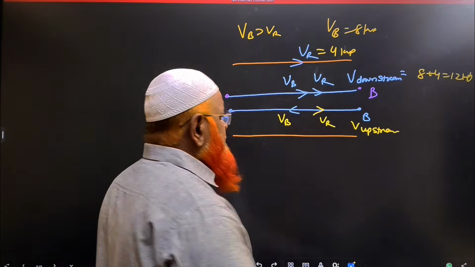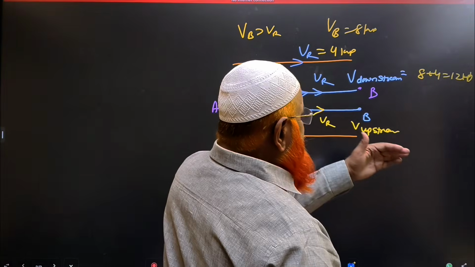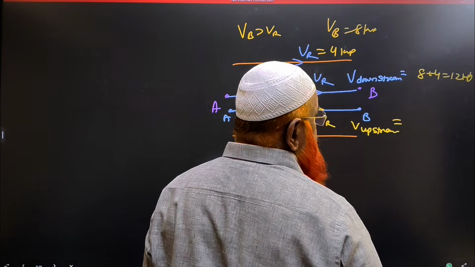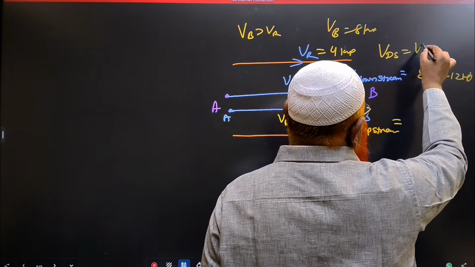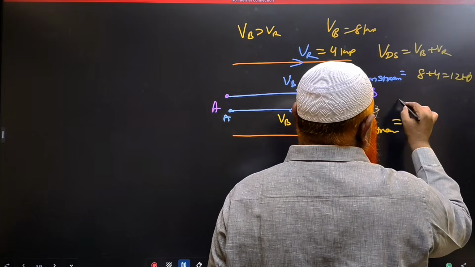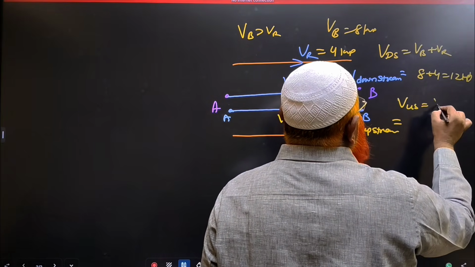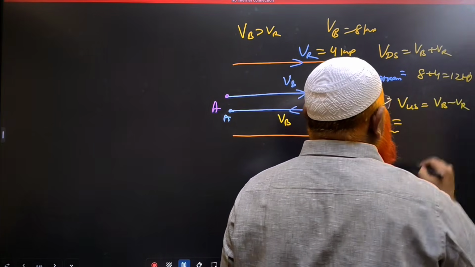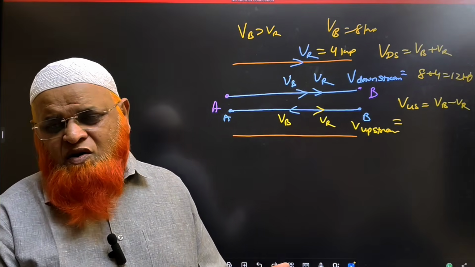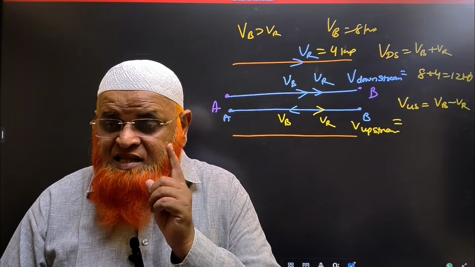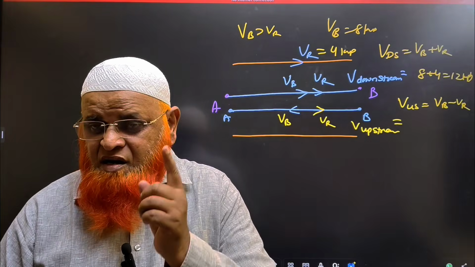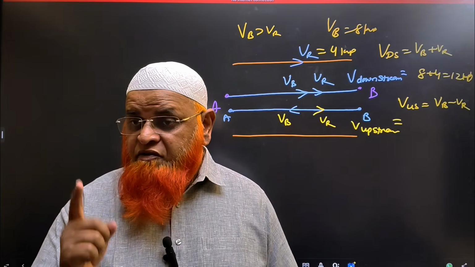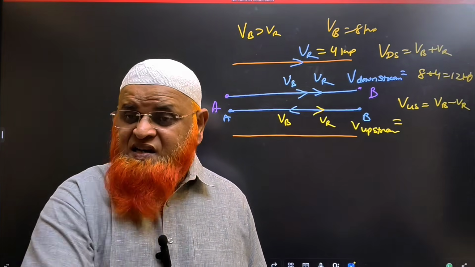Now here your boat is going in this direction, the river is going in this direction, and what is upstream? Just see here, common sense: velocity downstream is nothing but velocity of a boat plus velocity of a river. Velocity upstream is velocity of a boat minus velocity of a river. You should not write velocity of a river minus velocity of a boat. Because the condition is, when your boat is going on the flowing water, definitely its speed should be greater than the river.